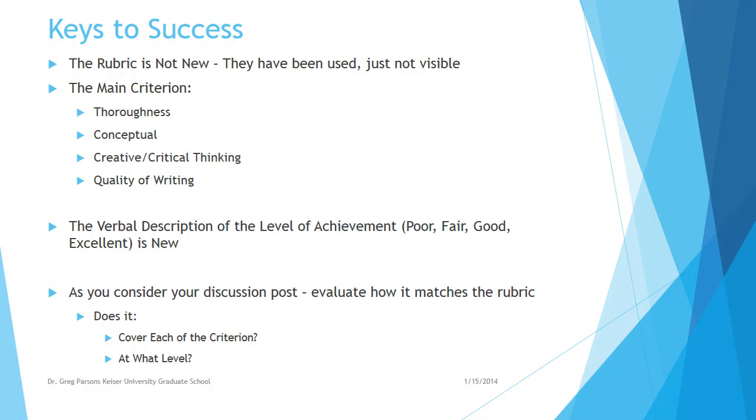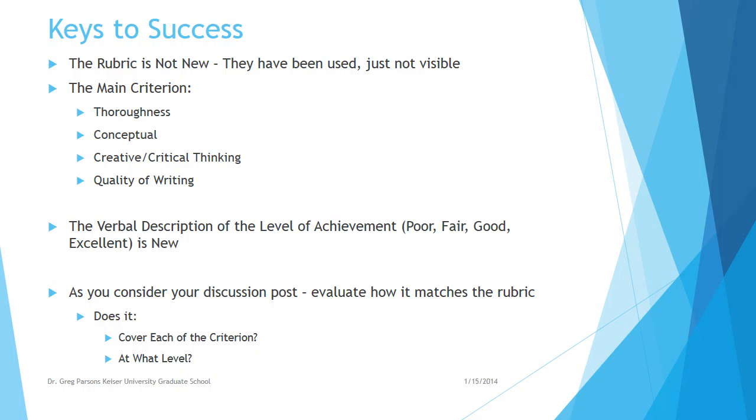The main criterion in the discussion rubrics, the thoroughness, conceptual, creative thinking, critical thinking, and quality of writing we've been using before, so there's nothing new there. What is different is the verbal description, which attempts to lay out specifically what is entailed at each level of achievement. So what an excellent thoroughness would constitute, what you would have to have, what an excellent conceptual would require. That part is new. It's also new that this is going to be showing up inside your grade book so that you can see the criterion and how it was evaluated.